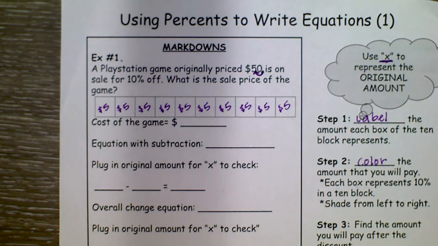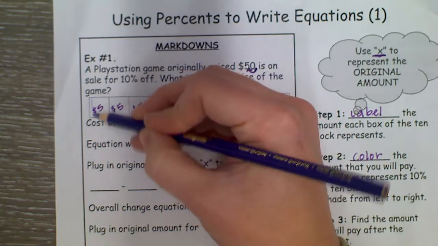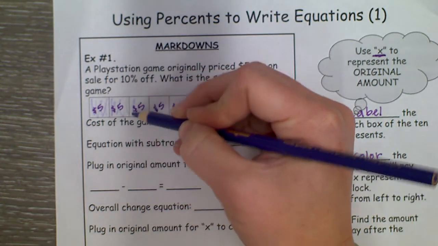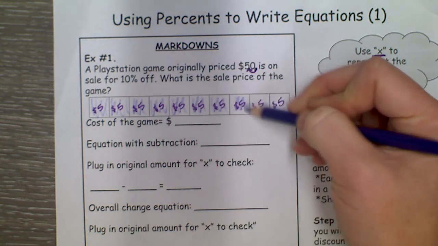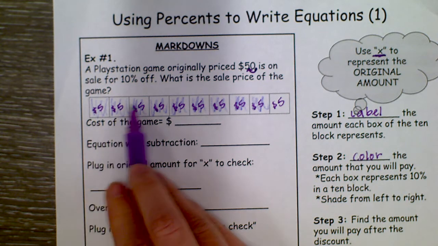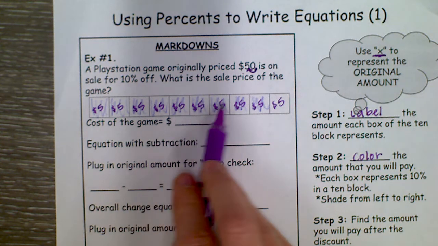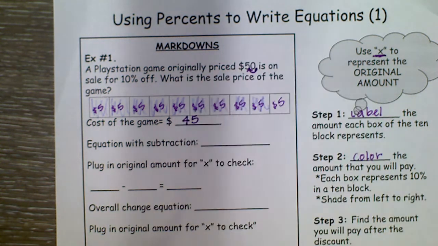But if it's on sale for 10% off, we're paying the remainder 90%. So I'm going to shade 9 blocks to represent 90% of that original price. Now I can count back through to find my new price. 5, 10, 15, 20, 25, 30, 35, 40, 45. The new cost of the game after the discount is $45.